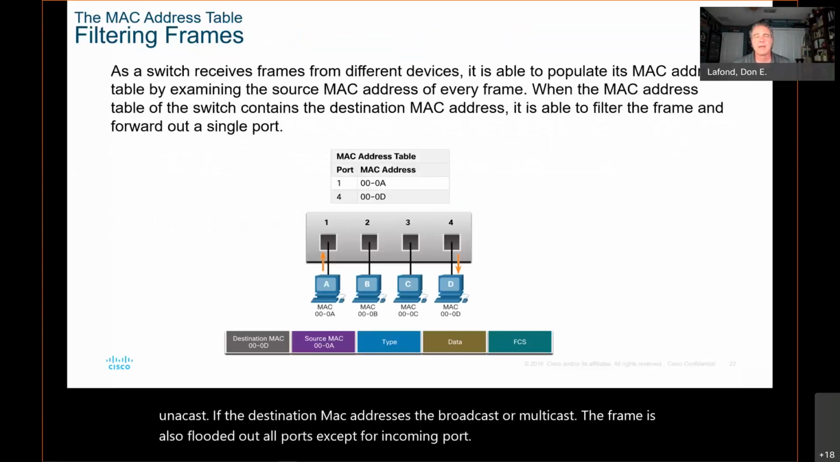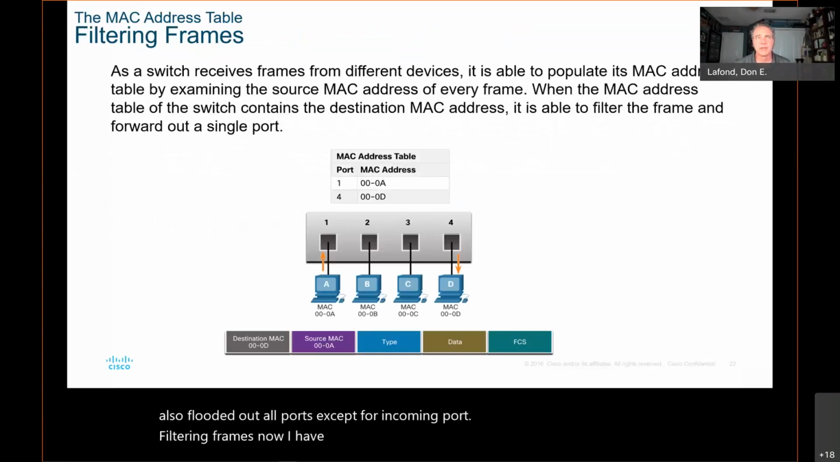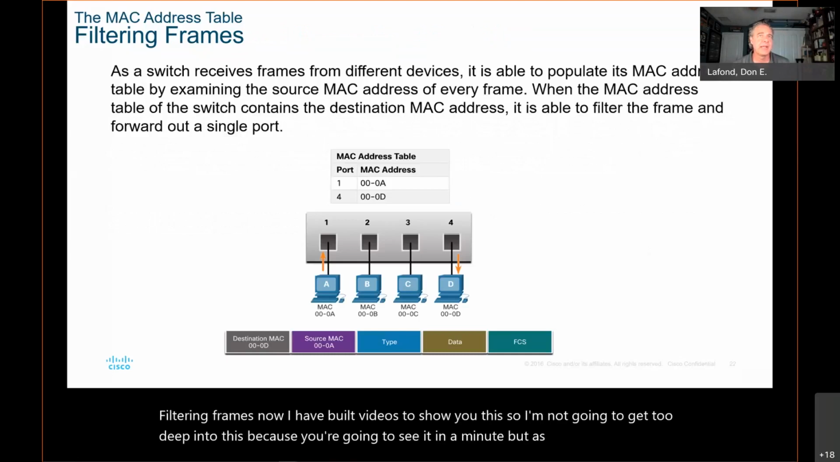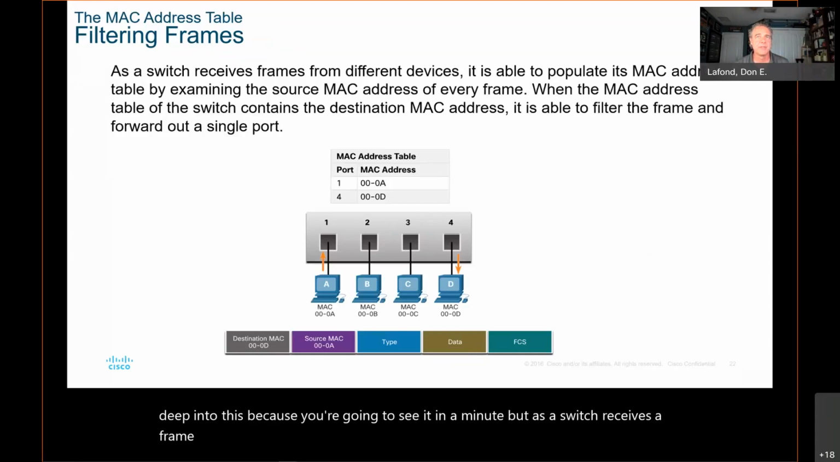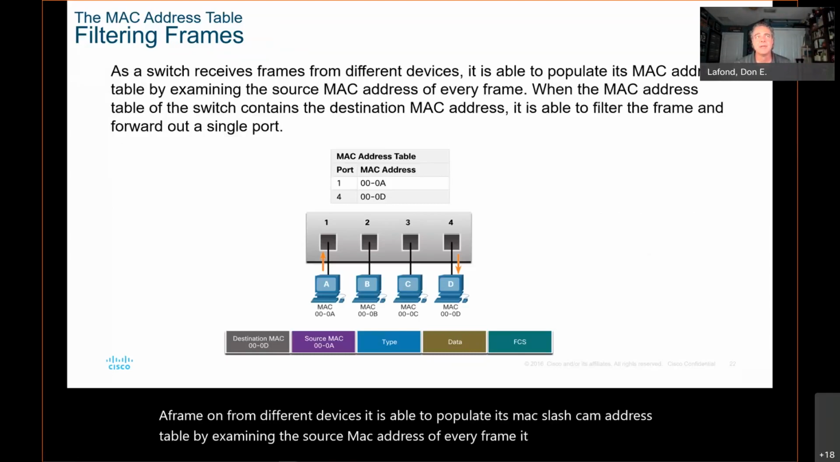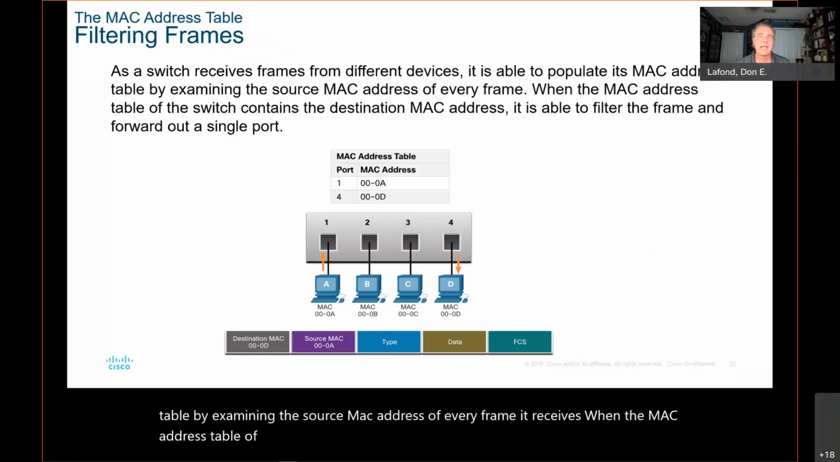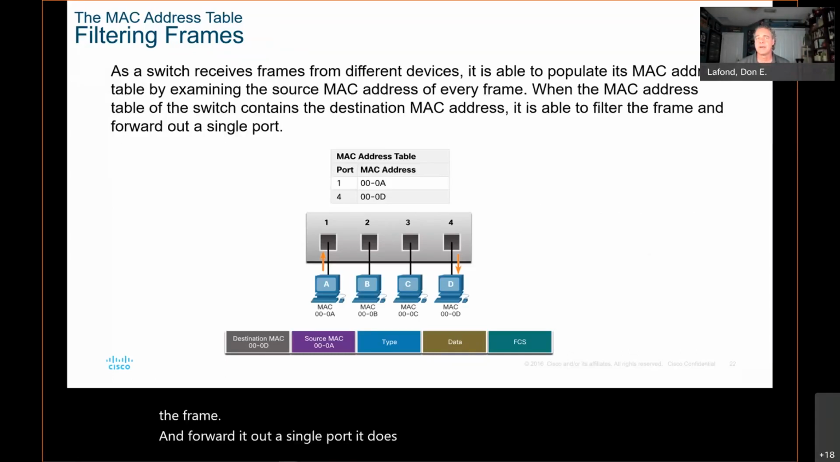Filtering frames. Now, I have videos to show you this, so I'm not going to get too deep into this because you're going to see it in a minute. But as a switch receives frames from different devices, it is able to populate its MAC/CAM address table by examining the source MAC address of every frame it receives. When the MAC address table of a switch contains the destination MAC address, it is able to filter the frame and forward it out a single port. It does not need to send it out everywhere. It sends it out just one port.